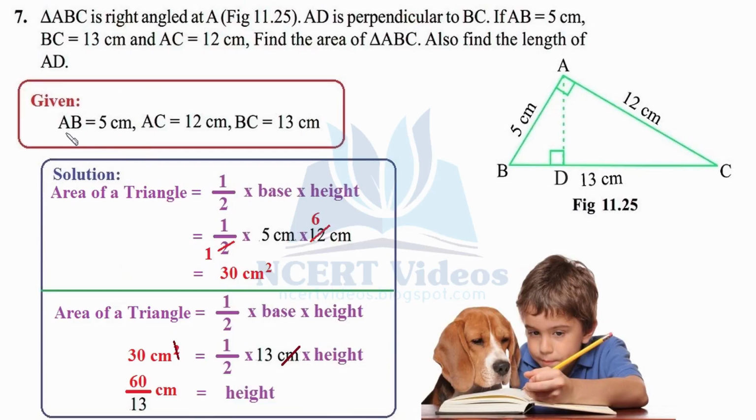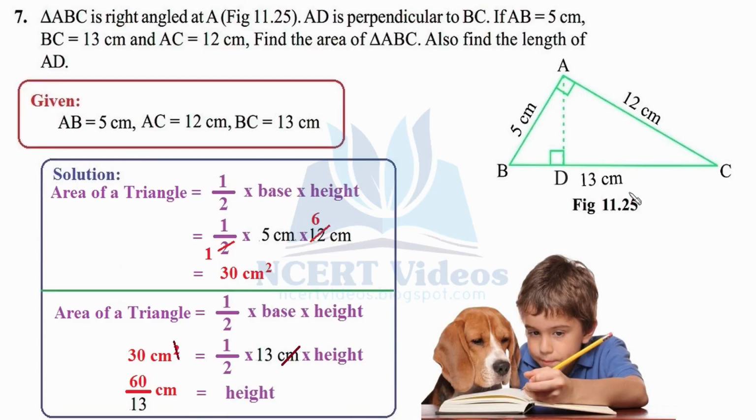So the given part is AB equals 5 centimeter. This we are concluding from the statement as well as from the figure. Now AC equals 12 centimeter and BC equals 13 centimeter. The question asks us to find the area of this triangle ABC in the first part. So let's focus on that. Area of triangle will be half into base into height. Now what is the base? The base is this total length. The base is not BD or DC. It is the total length, that is BC.